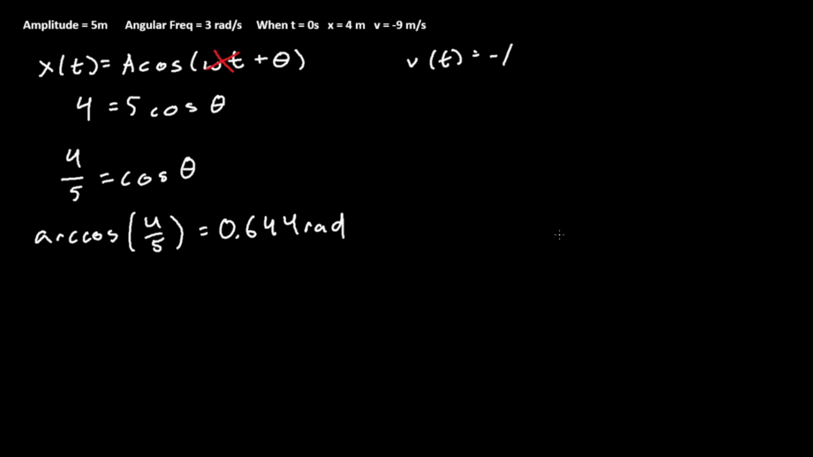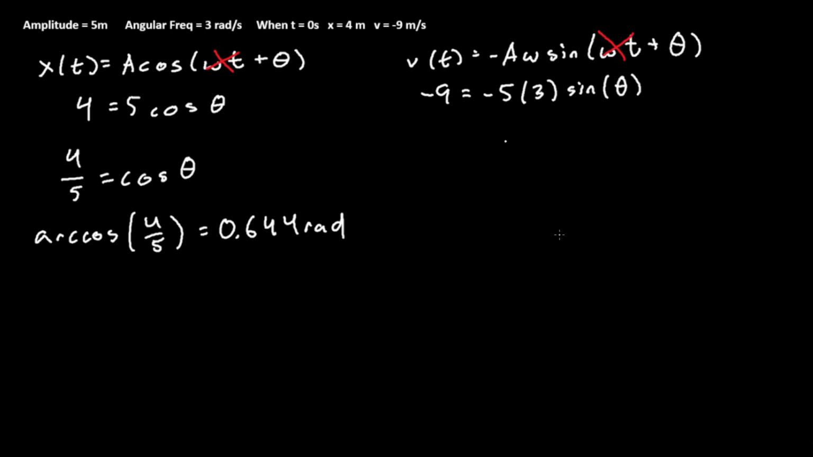So the velocity function is negative amplitude times angular frequency times the sine of angular frequency times time plus theta. So let's set up this equation. Negative 9 meters per second with an amplitude of 5 with an angular frequency of 3. Sine of, well, again, t is equal to 0, so angular frequency cancels out inside of the sine function, and you get left off with theta. So what you have right here is 9 over 15 is equal to sine of theta.